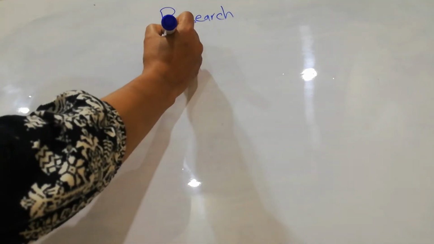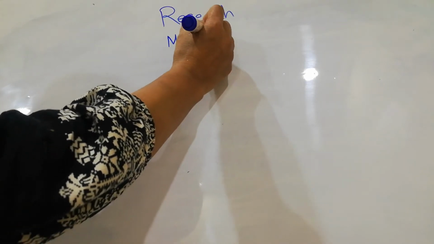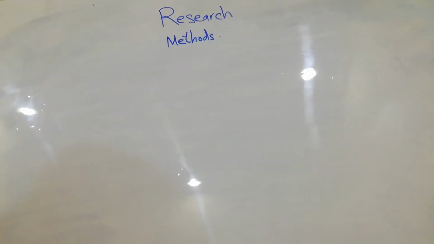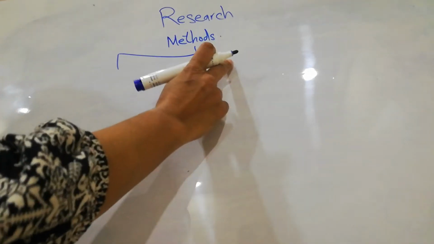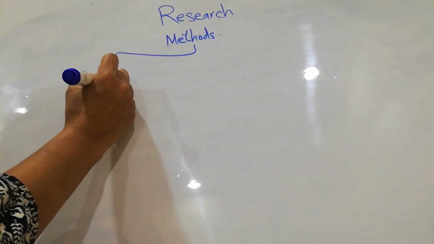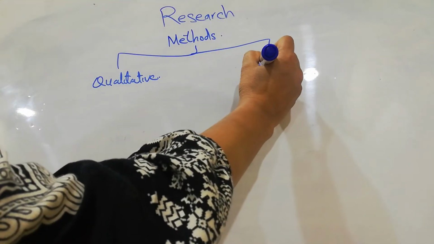As we have discussed earlier about the research and the purpose of the research, now we'll discuss the methods. As we have also identified, there are two different types of research methods: qualitative or quantitative.